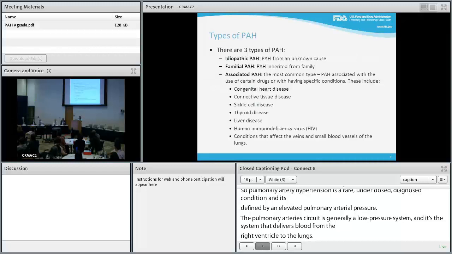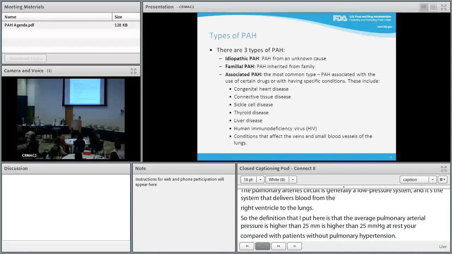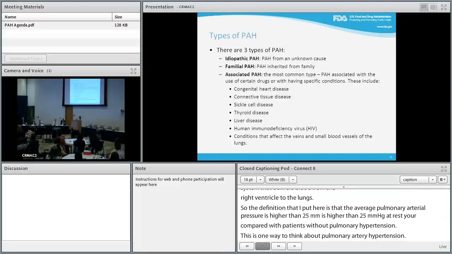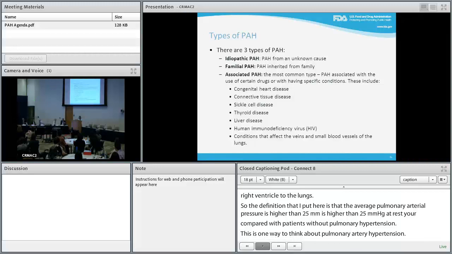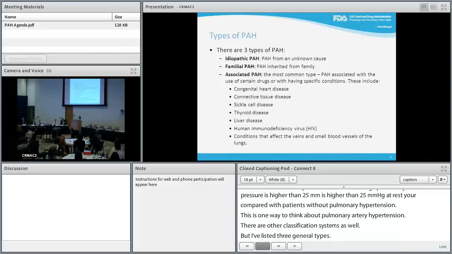This is one way to think about pulmonary artery hypertension. There are other classification systems as well, but I've listed 3 general types. There's idiopathic, which means of unknown cause. There are types that are familial, and there are types of pulmonary artery hypertension that are associated with underlying diseases.